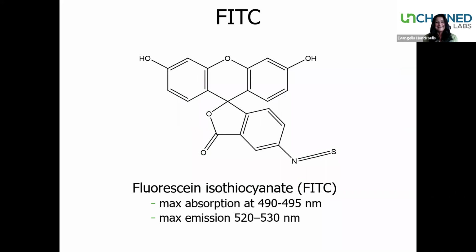All right, now on to the experiments. So first we tested Fitzy. Fluorescein derivatives and their conjugates, of course, are some of the most popular labels out there just because they have high absorptivity, also very good fluorescence quantum yield, and good water solubility. Fluorescein isothiocyanate, or Fitzy, is used as a fluorophore. It has a maximum absorption of 490 to 495 nanometers and a maximum emission of 520 to 530 nanometers.